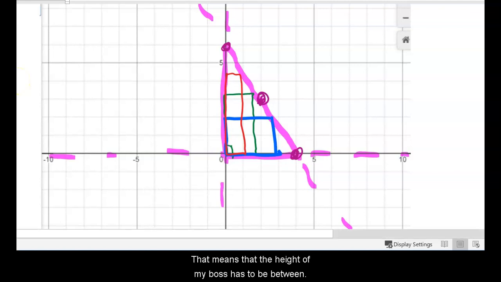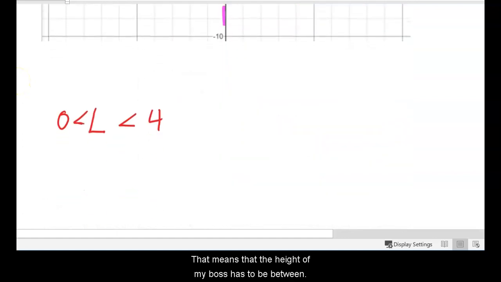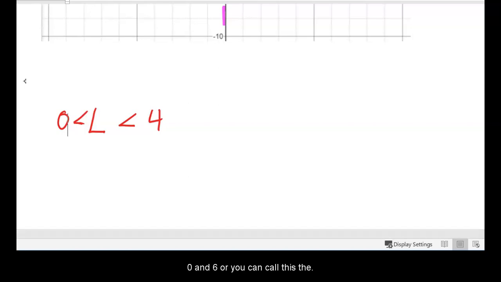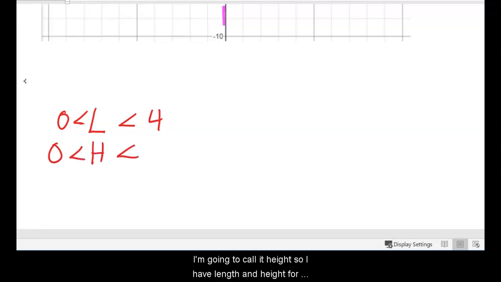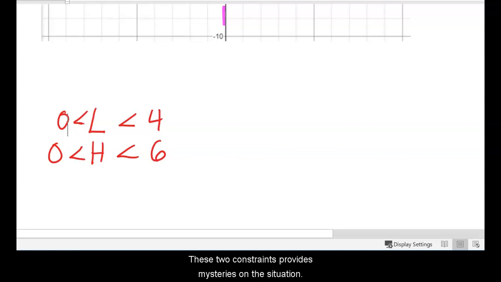That means that the height of my box has to be between 0 and 6, or you could call this the width or whatever you want to call it, up to you. I'm going to call it height. So I have length and height as opposed to length and width. You can do it either way. These two constraints provide constraints on the situation.